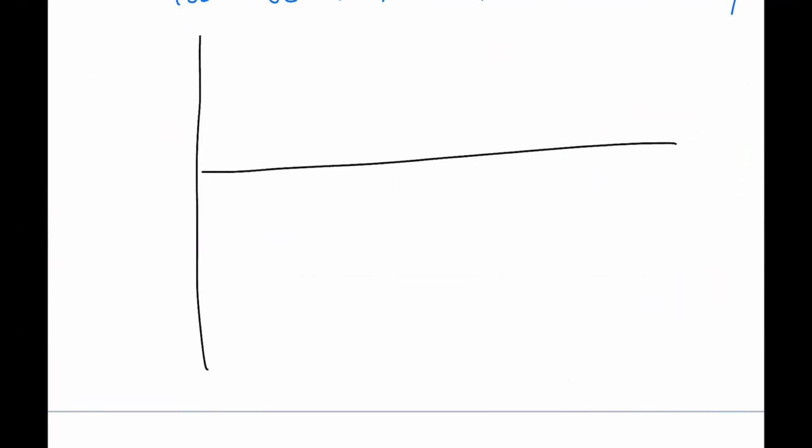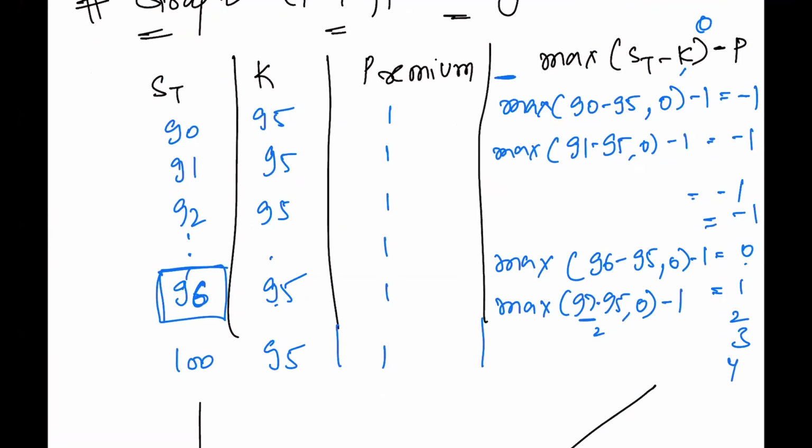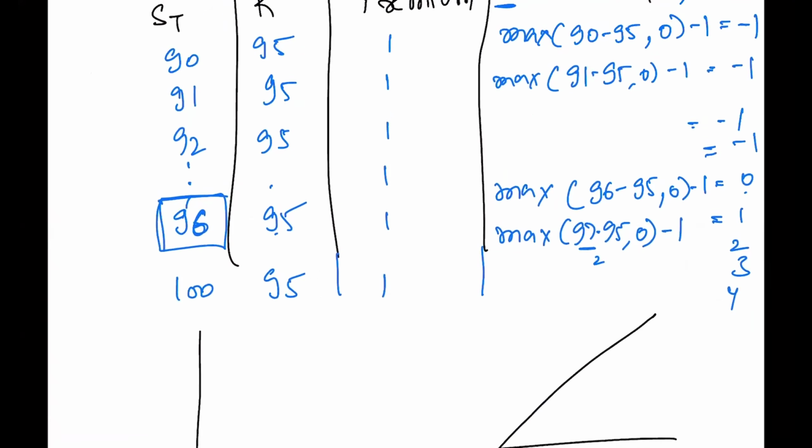So now when we plot the diagram, it will be something like this, -1, and then it will go like this. So with this calculation, that's how the payoff diagram is being generated.